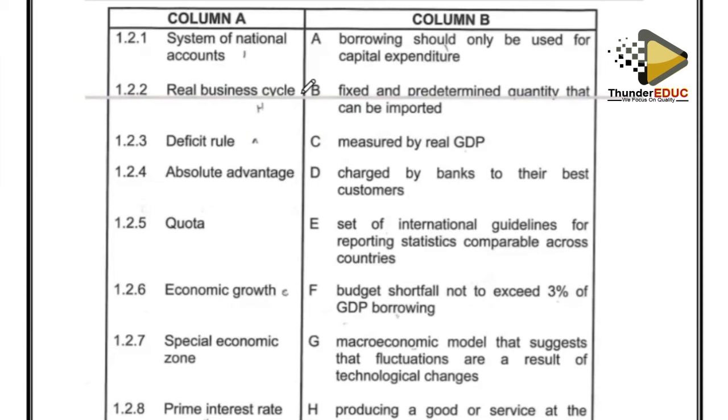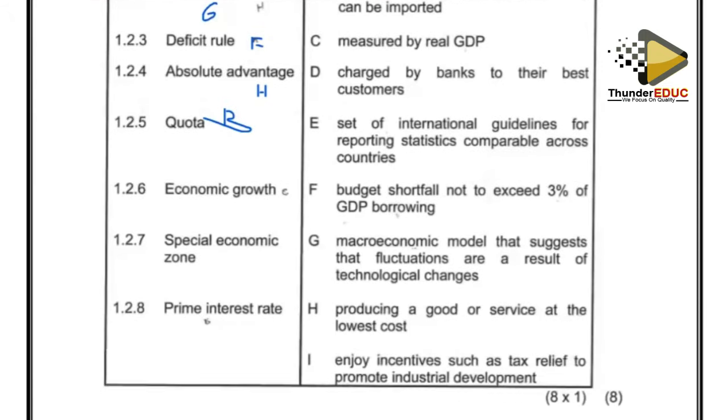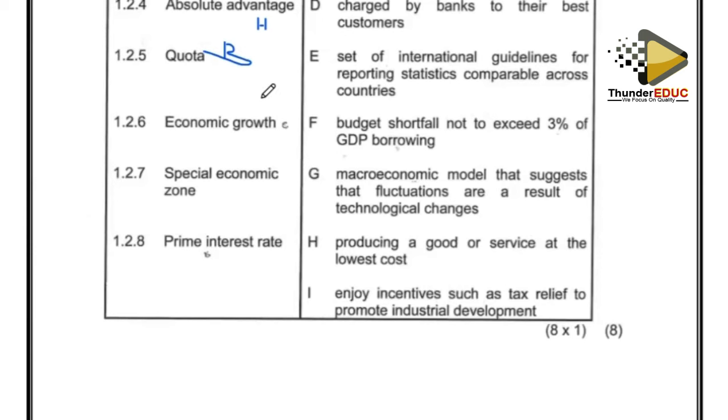Okay, right. So now, if we check the options given here, for 1.2.1 we have option E. For 1.2.2, we have option G. For 1.2.3, we have option F. And for 1.2.4, we have H. When it comes to 1.2.5, we have B. And when it comes to 1.2.6, which is economic growth, we have C. And when it comes to special economic zone, which is 1.2.7, we have I. And then for 1.2.8, we have D.